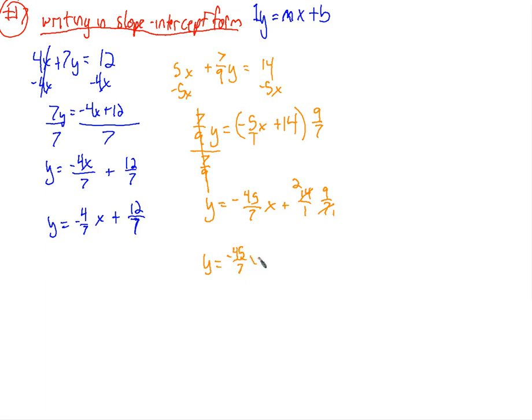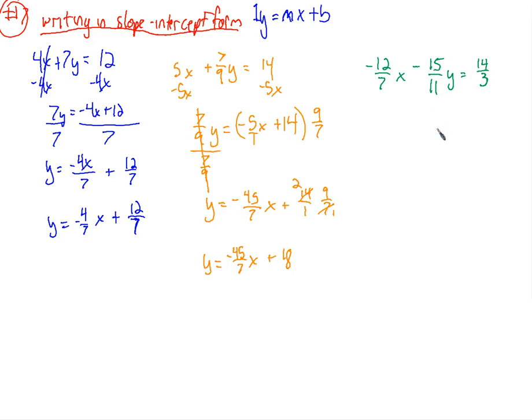Negative 45 over 7 times x plus 2 times 9 is 18. Okay, great. Let's just maybe throw in some more negatives and some more fractions. Let's just get as crazy as possible. So negative 12/7 x minus 15/11 y equals 14/3. Yeah, that works. Okay, just throwing all sorts of stuff in there, trying to make it as difficult as I could possibly make it.